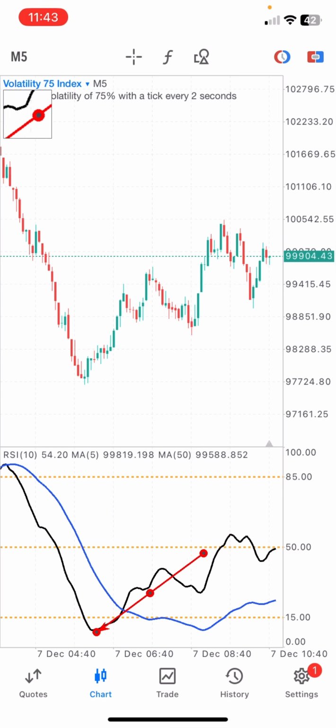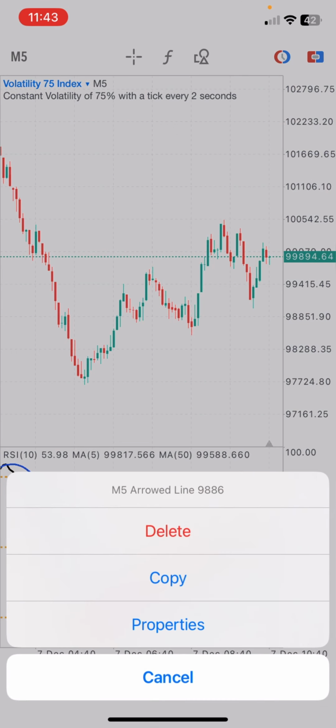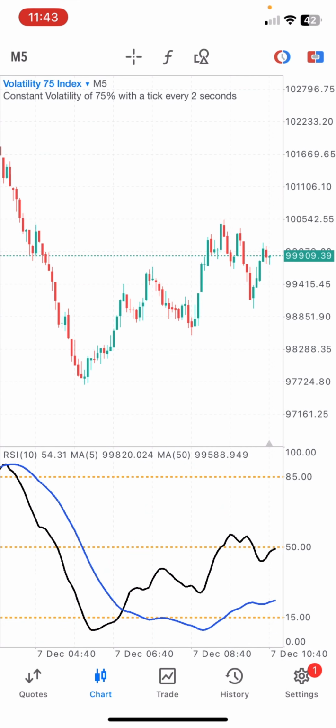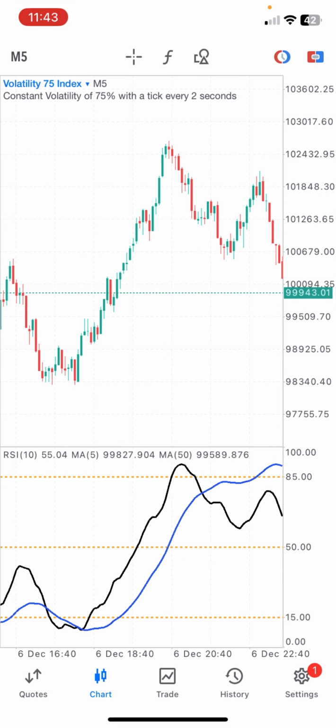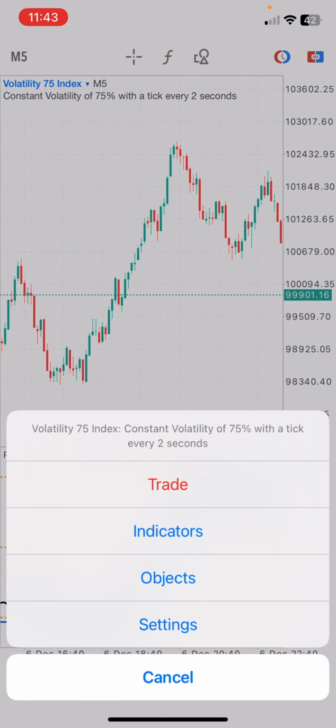You want to see it cross each other outside the 85 levels. This gives you a 100% accurate trade, and it's going to be a profit for you. Now we have one more example right here.